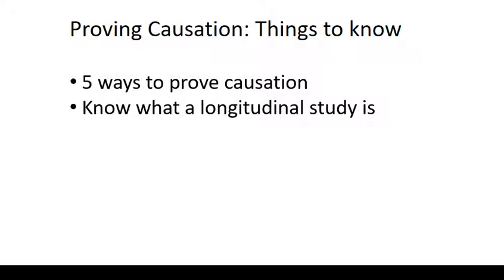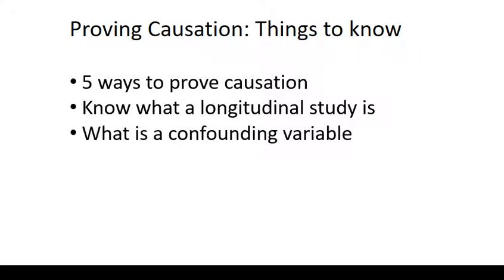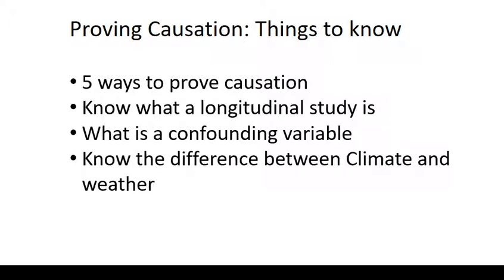You should know what a longitudinal study is. Sometimes these are called cohort studies as well. Make sure you know what a longitudinal study is. In demonstrating a proof of causation, we're going to use as a case study climate change. So in addition to knowing what a confounding variable is, I'm going to ask that you know what the difference is between climate and weather. So these are the things you should be getting out of our discussion here today.